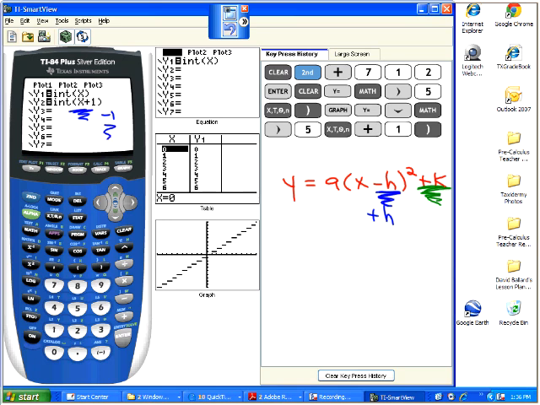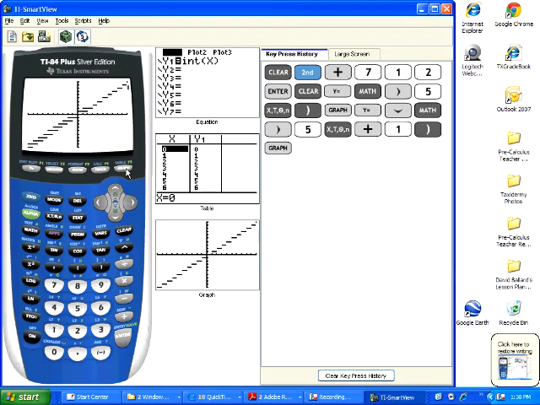X is 1 less. X gets less, to the left. The entire thing should shift to the left 1. Okay? So this should go left 1, left 1, left 1, left 1, left 1. The whole thing is going to shift, in the reverse order of operations, according to the x, because it was inside the parentheses. So if we hit graph, we hope that happens. You see? The whole thing shifted left 1.